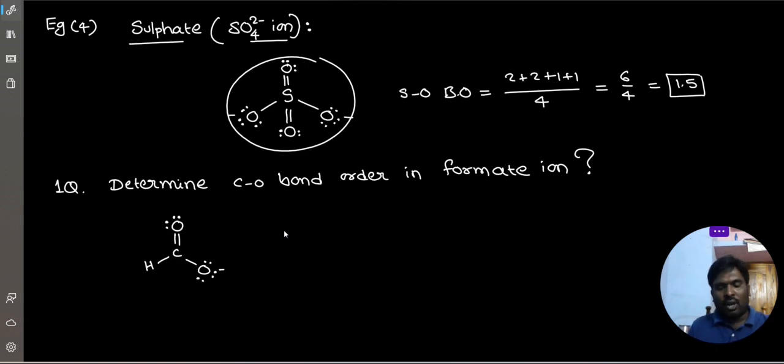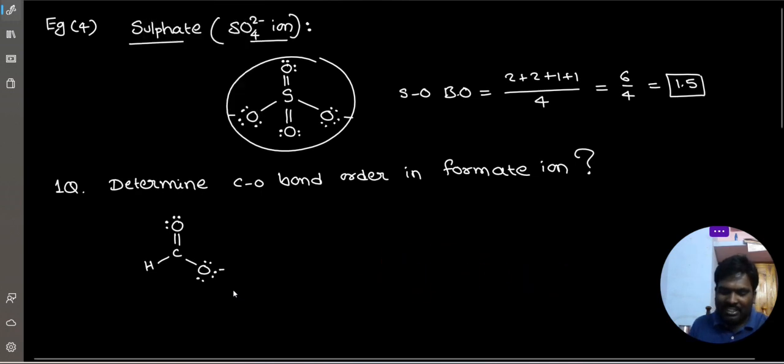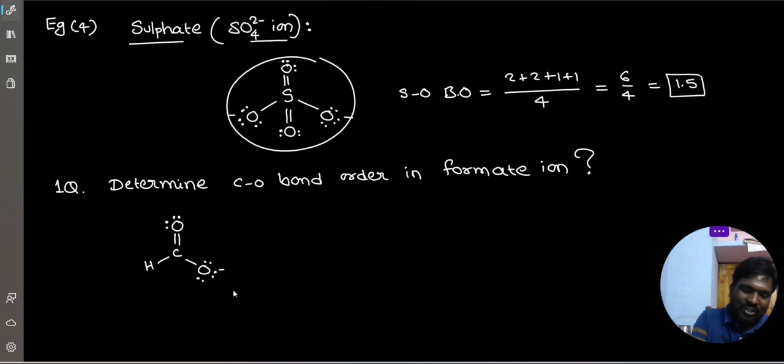Many students, what they do is use the trick: the sum of the surrounding bonds by surrounding atoms. Here total surrounding bonds 4 by surrounding atoms 3 gives 1.33. That is wrong. Here they are particularly asking the CO bond order, not CH. Here CH need not be included. Understood? The CO bond order we can include.